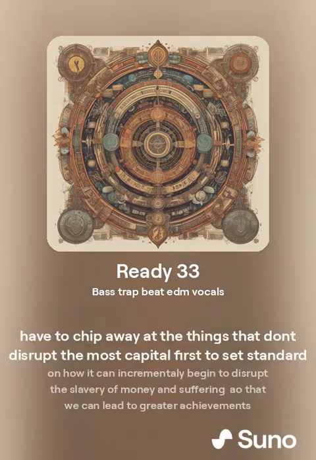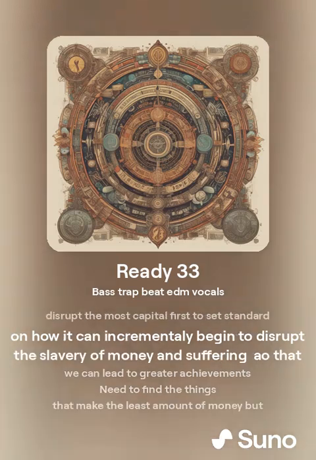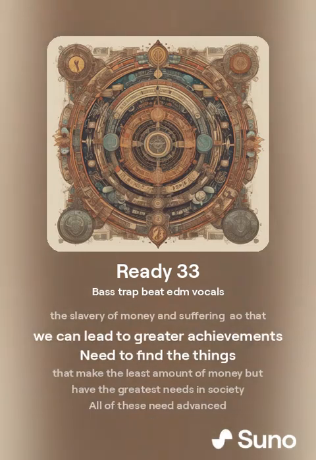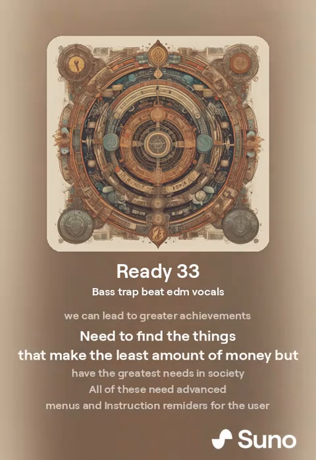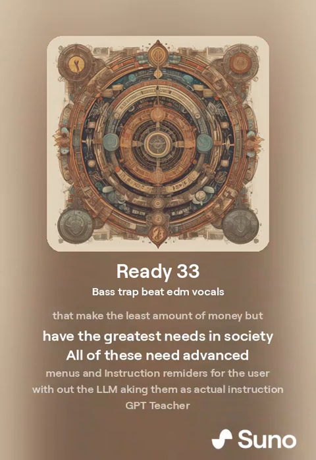Spelling assistant. We have to chip away at the things that don't disrupt the most capital first, to set a standard on how it can incrementally begin to disrupt the slavery of money and suffering. Now that we can lead to greater achievements, we need to find the things that make the least amount of money but have the greatest needs in society.